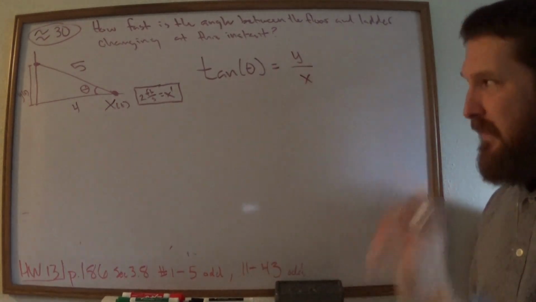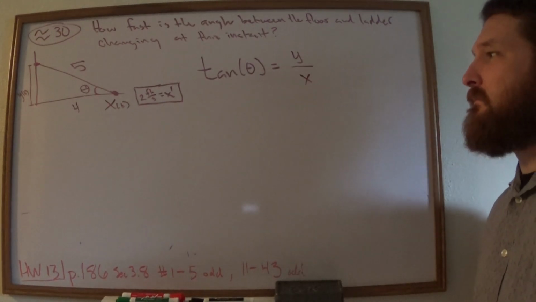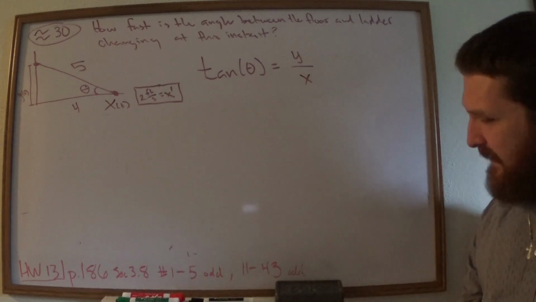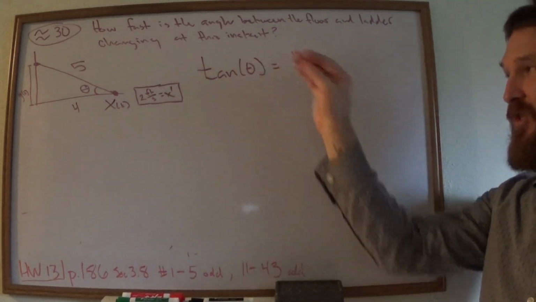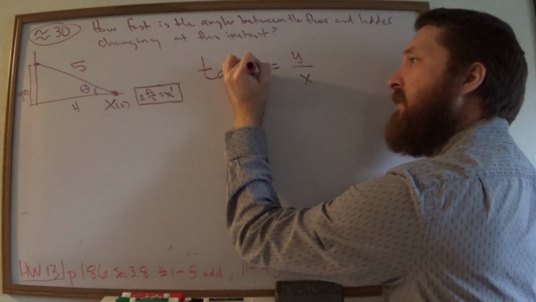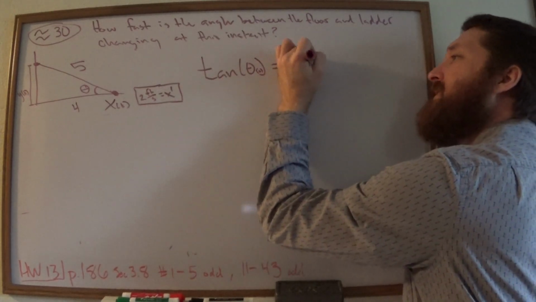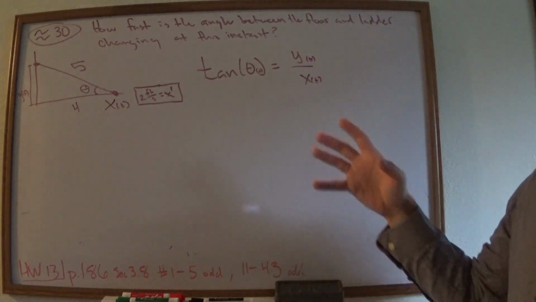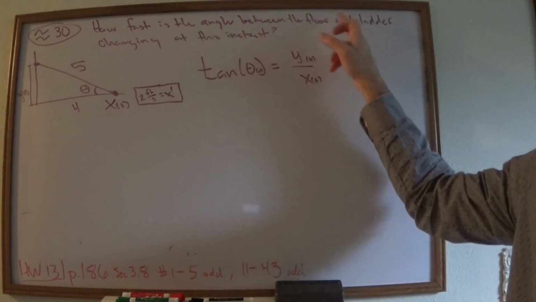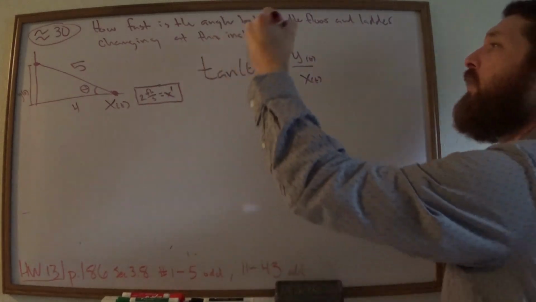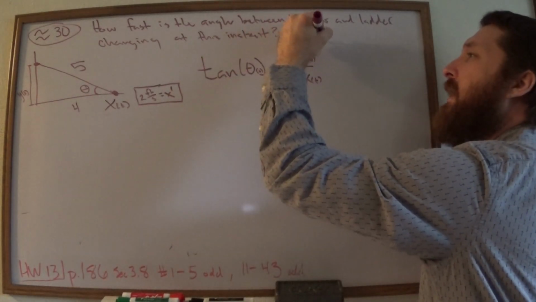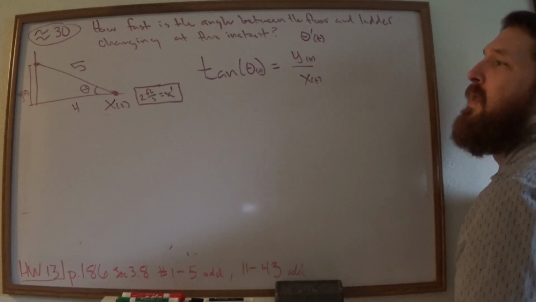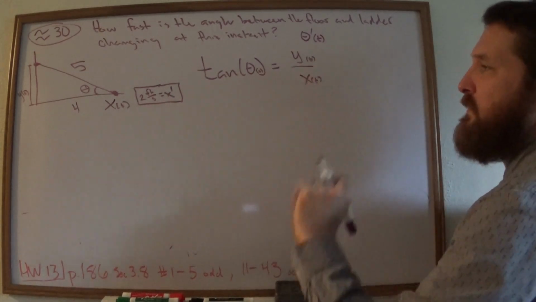Now, is theta a function of t? Yes. Does theta change? Yep. As time goes on, theta changes. So really, what we have here is a theta of t, a y of t, and an x of t. So now it's asking how fast is the angle between the floor and the ladder changing. We're looking for theta prime of t at that instant. So take the derivative of both sides with respect to t.